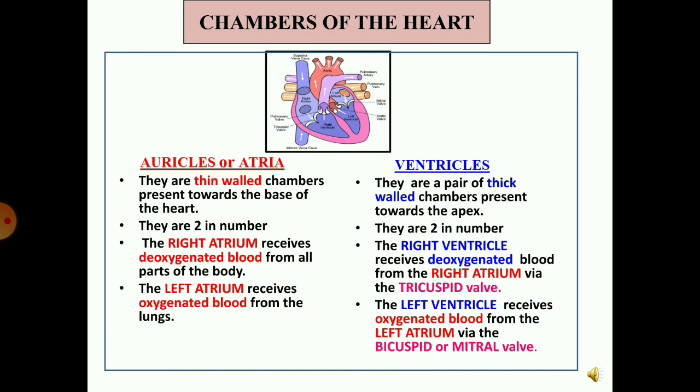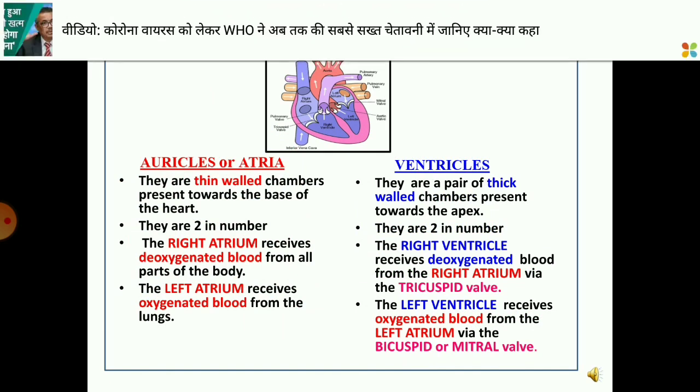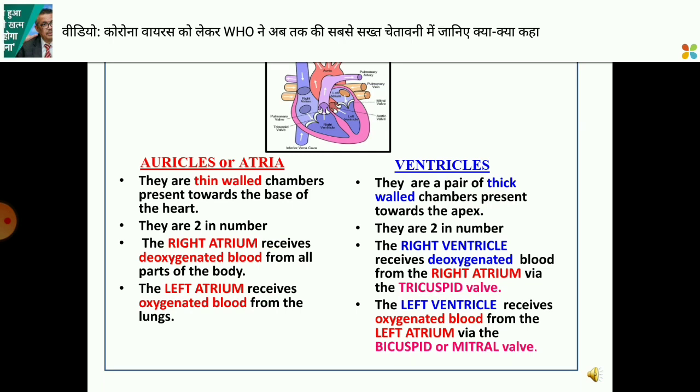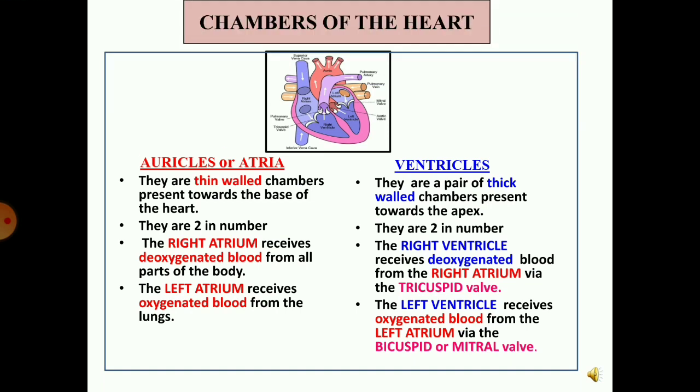Chambers of the heart. There are 4 chambers of the heart, 2 auricles and 2 ventricles. Now let us see each one of them. Auricles. They are thin-walled chambers present at the base of the heart. The broader portion of the heart is called the base of the heart. They are 2 in number. The right atrium receives deoxygenated blood from all parts of the body via the superior and inferior vena cava. The superior vena cava does not have a valve, but the inferior vena cava has a valve which is known as the Eustachian valve.